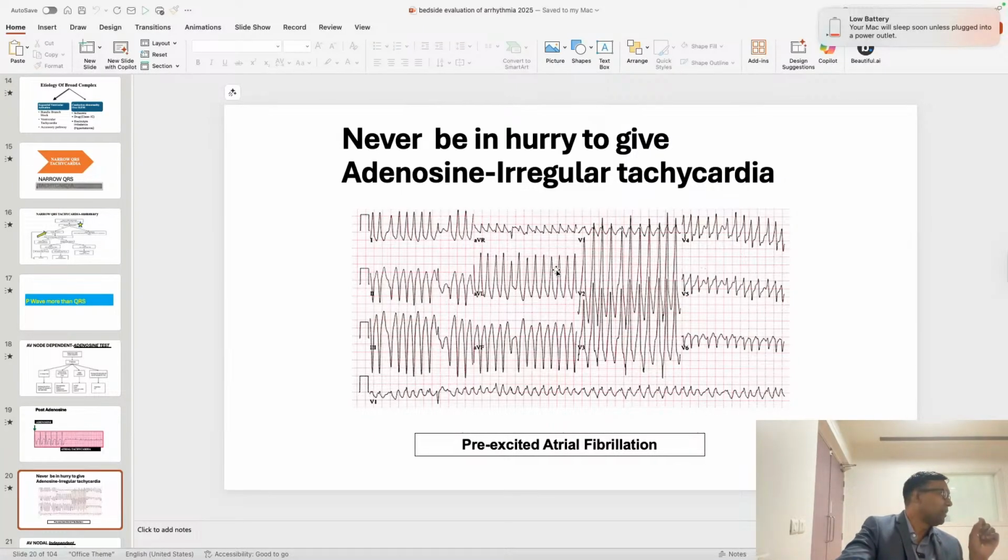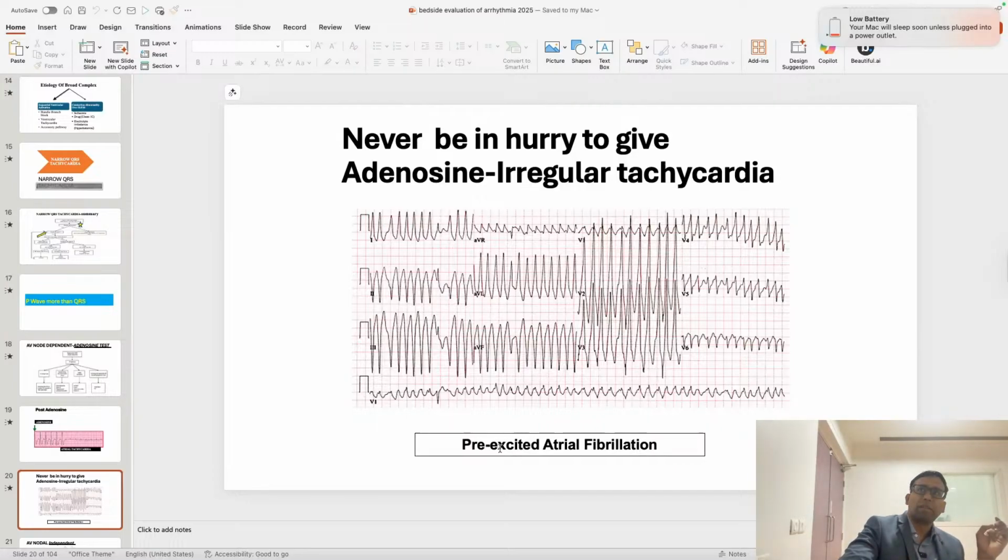Number one, irregular broad QRS tachycardia. The time you give adenosine, the patient will go into VF, and if you do not have a shocking machine, the patient may die also. So broad QRS, never. You can see here it is broad, and here it is becoming narrow. So broad and narrow is going on, and it is irregular.